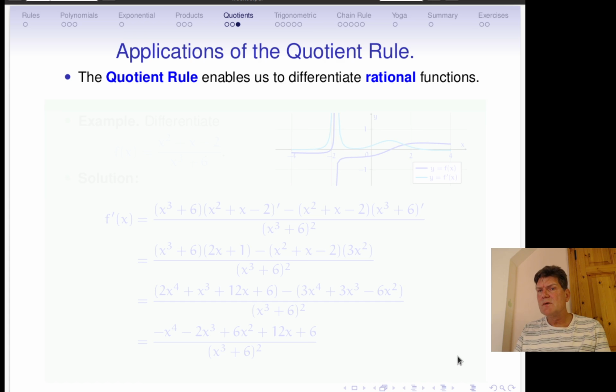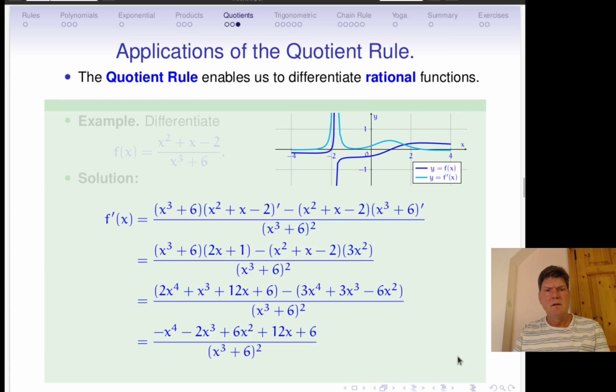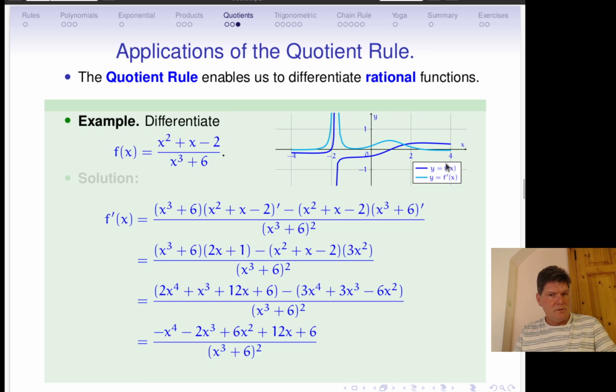Rational functions are quotients of polynomials, so the quotient rule now enables us to differentiate rational functions. Here's an example of a rational function. F of x defined as x squared plus x minus 2 divided by x cubed plus 6. And here on the right I have the graph of this function in dark blue.